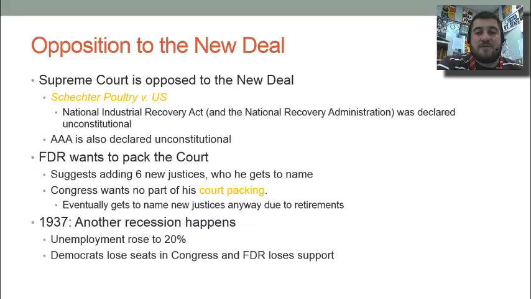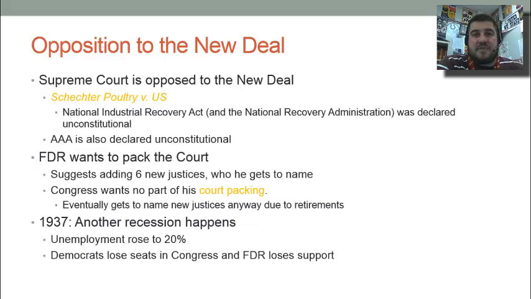The National Recovery Administration, which is the direct relief to people, they were giving out relief to people. They declared that unconstitutional. They also declared the Agricultural Adjustment Act unconstitutional. So they're striking down these very major New Deal programs. And what's FDR's response? He wants to pack the court with more justices because the president gets to name justices to the Supreme Court. And he suggests adding 6 new justices.